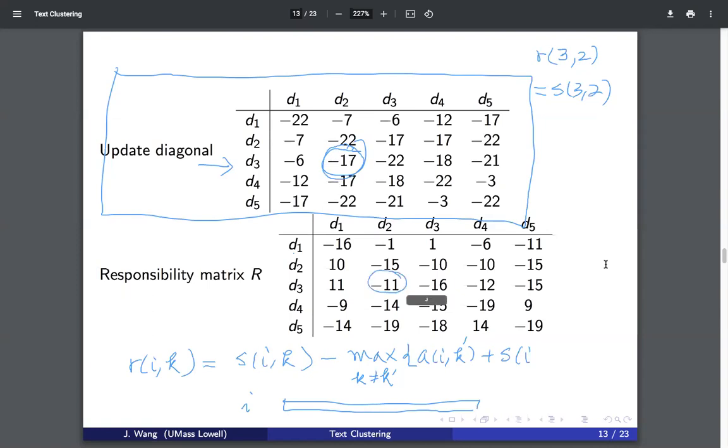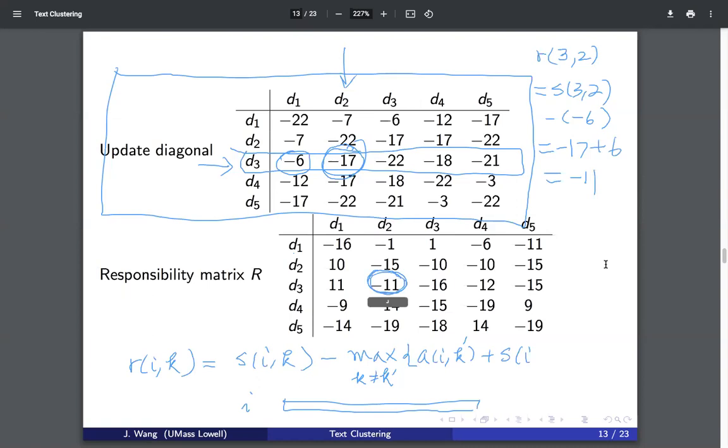Okay, so that is -17 minus the maximum value of this row. Now remember A at this point is 0. So we are going to look at the largest one, which is -6. So largest is here, not in this column, right? So -6, so 3,2 is -17 + 6, so that's -11. And that's what we are getting here.